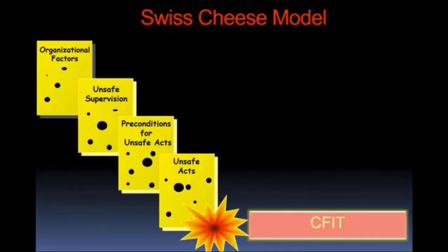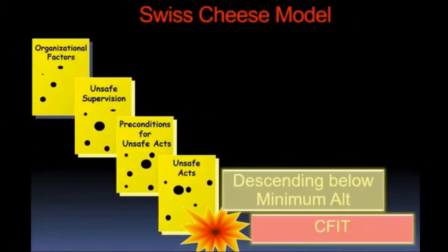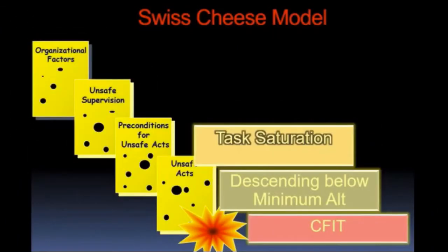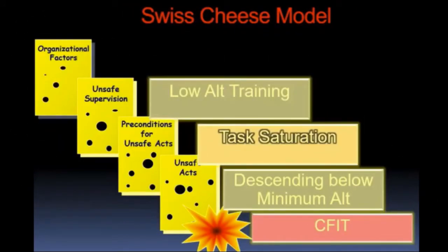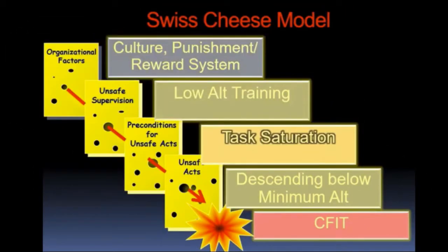Let's take for example the accident of controlled flight into terrain, or CFIT. In the Swiss cheese model, its primary cause is the unsafe act of descending below minimum altitude, which was aggravated by the preconditions for unsafe act, that was the task saturation of the aircrew involved, which could be contributed by the unsafe supervision of having unsatisfactory or absent low altitude training, which are all byproducts of poor safety culture or an unresponsive punishment or reward system of the organization.